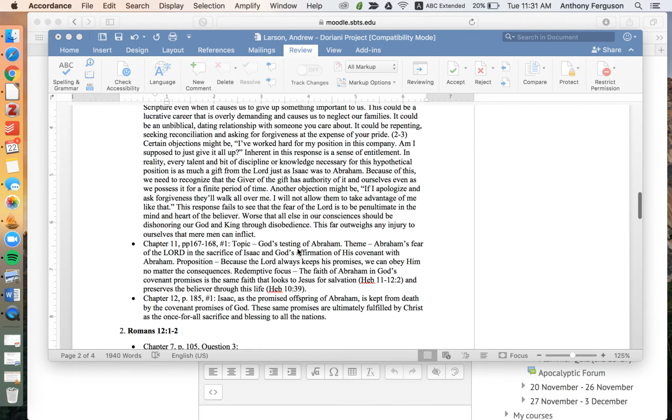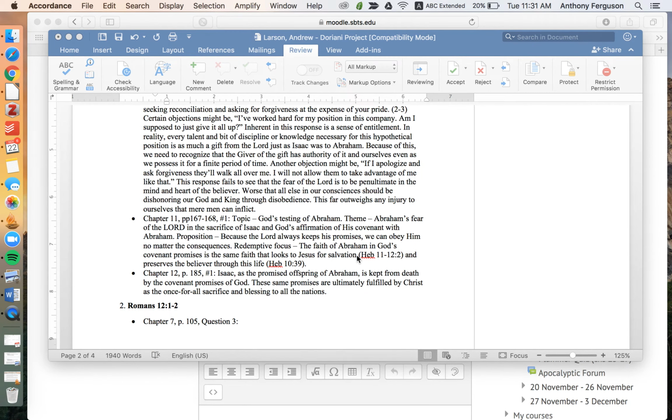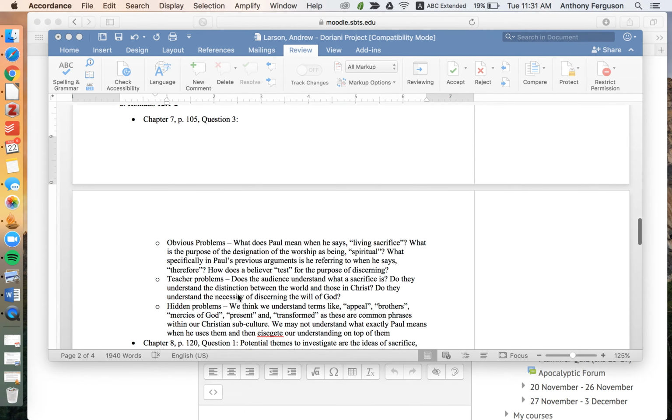Okay, topic, God's testing of Abraham, good, that's general. Theme, fear of the Lord. So that's a more specific nuance on the topic. It's God's testing Abraham, and Abraham is fearing the Lord, so that's good. Because the Lord always keeps his promises, we can obey him. Great. Faith of Abraham in God. His covenant promise is the same faith looks to Jesus. That's good. Isaac, as the promised offspring, kept from death. That's good too.